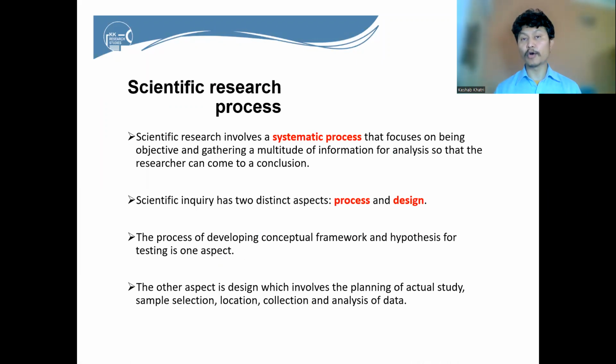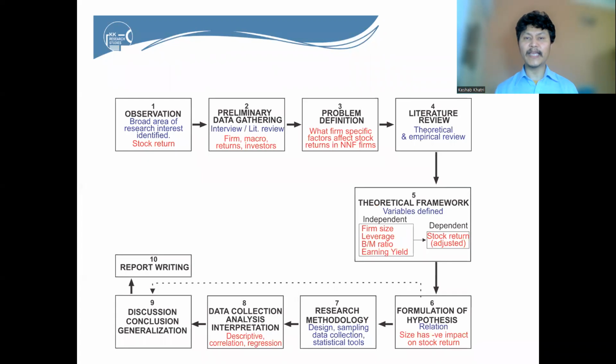In process, we normally talk about problem identification, problem definition, literature review, conceptual framework, and theoretical framework, whereas in the design component, we talk about research methodologies and the different tools and techniques that we use to collect and analyze the data, etc. In this slide, we can see that the entire research process can be divided into 10 steps, starting from observation to report writing.